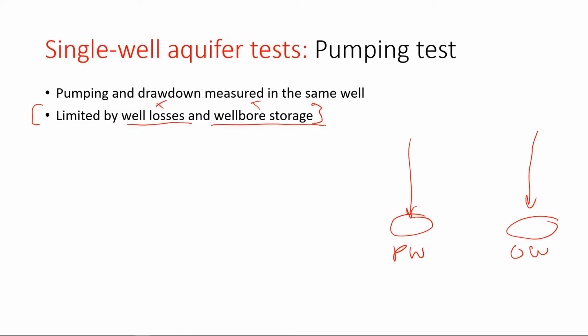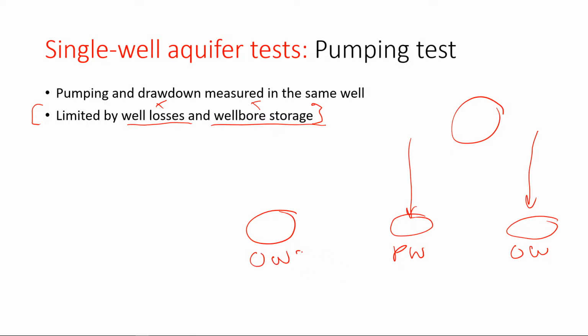And that's why it is usually a good idea to conduct your pumping test using two wells, at least two wells, a pumping well and an observation well. And you can have multiple observation wells, as we also discussed. You could be measuring drawdown in multiple observation wells.